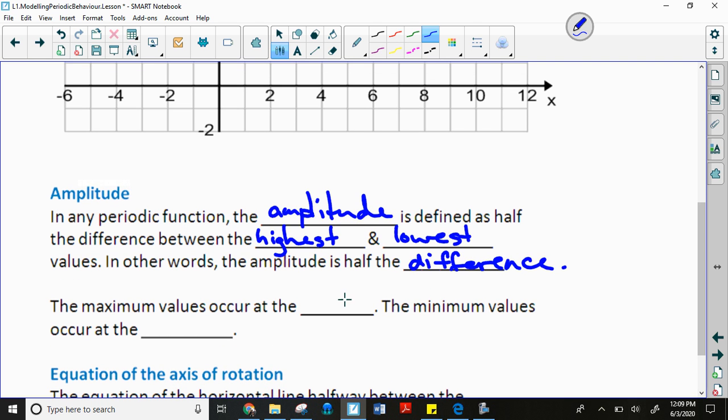The maximum value occurs at the crest. Because we're looking at wave patterns, this is a little bit of physics in there for you. Because periodic functions create wave patterns, we use wave terminology. Crest means the very highest point, and a minimum happens at something called a trough.